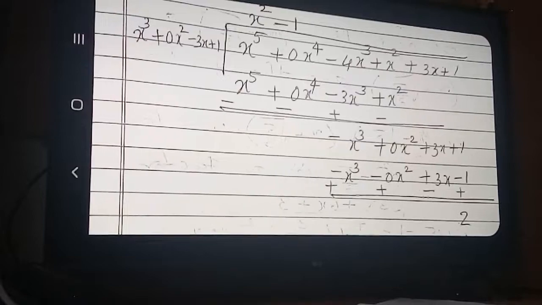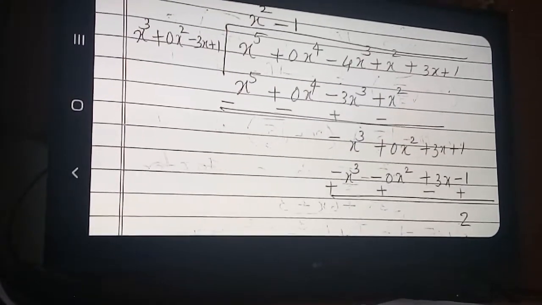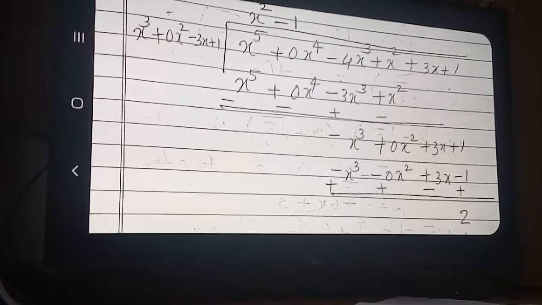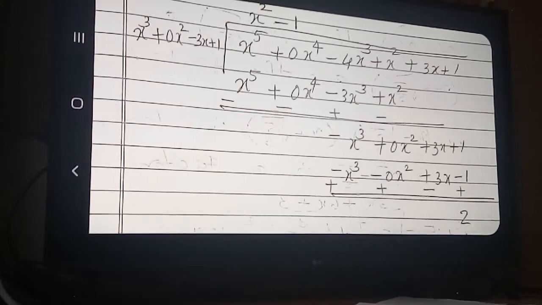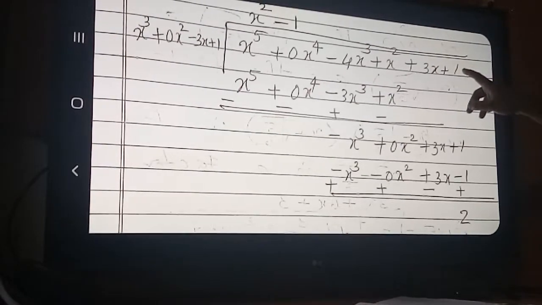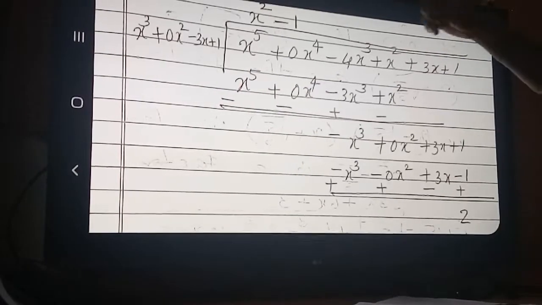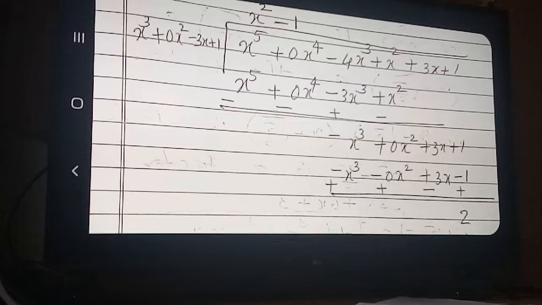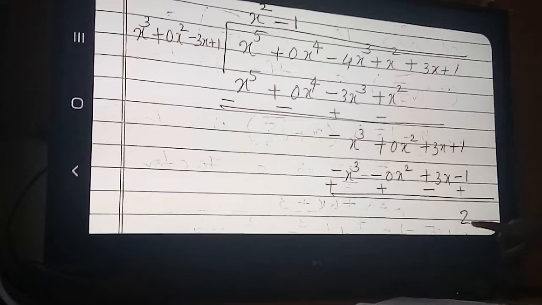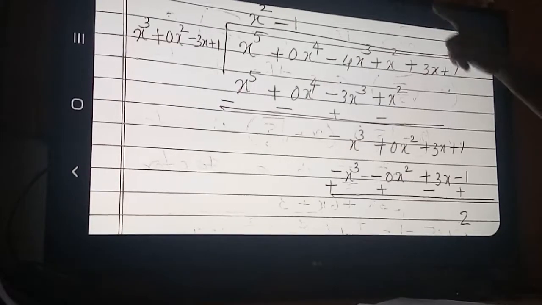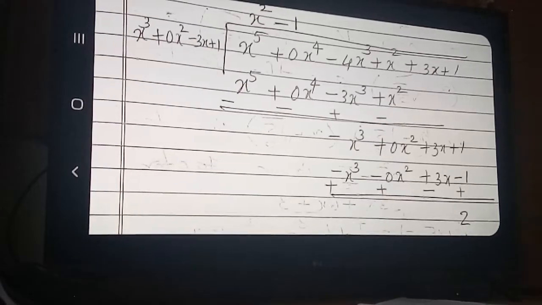Remainder 2 got, the meaning is that the remainder is not equal to 0. So what can you say? x cube minus 3x plus 1 is not a factor of this polynomial. That is the main thing. If remainder 0 is getting, we can say that x cube minus 3x plus 1 is a factor of this polynomial. But here you got the remainder 2. The meaning is that 2 is not equal to 0. Therefore, x cube minus 3x plus 1 is not a factor of this polynomial.